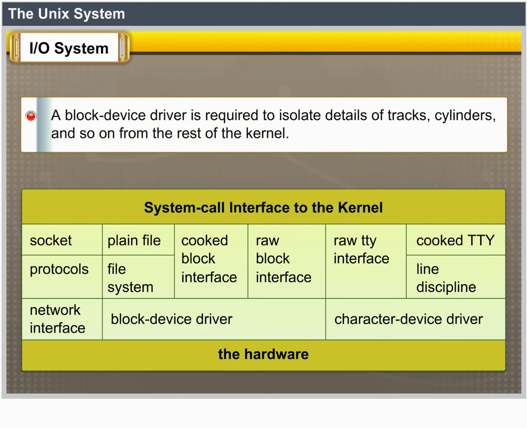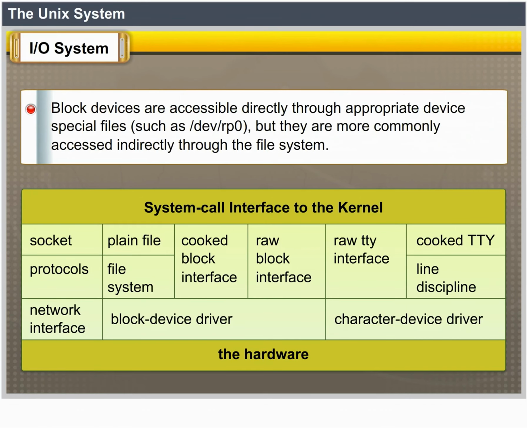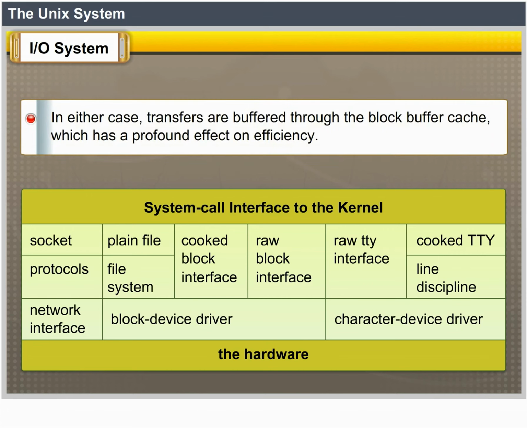Block devices are accessible directly through appropriate device special files such as /dev/rp0, but they are more commonly accessed indirectly through the file system. In either case, transfers are buffered through the block buffer cache, which has a profound effect on efficiency.